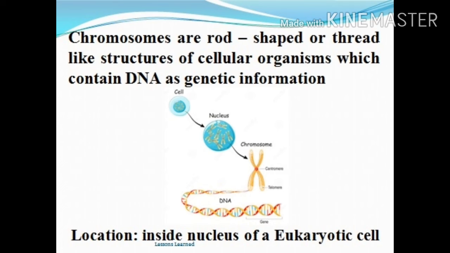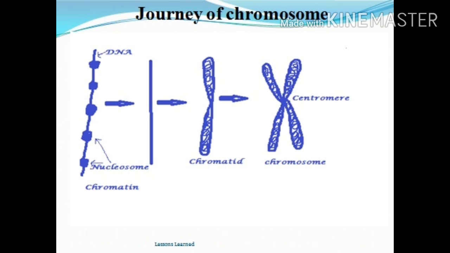We commonly find chromosome as X shaped. In human body, each cell consists of 23 pairs, that is 46 in number, chromosomes. It can be found throughout the life cycle of a cell. So this is all about chromosome and its journey that has started from DNA and having different names throughout the cell cycle.